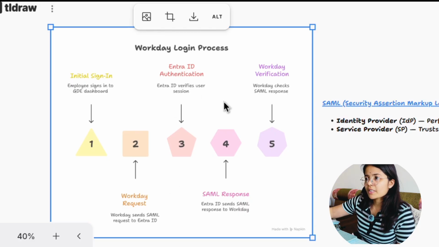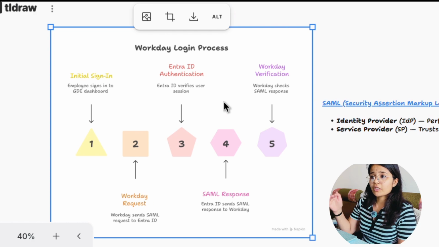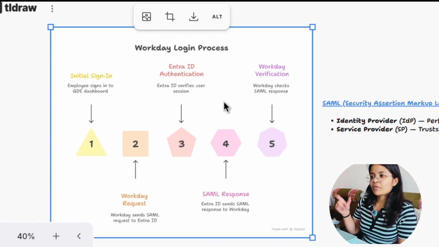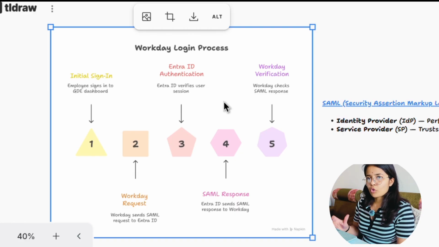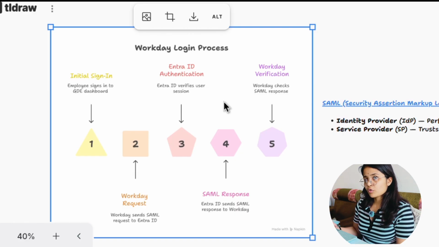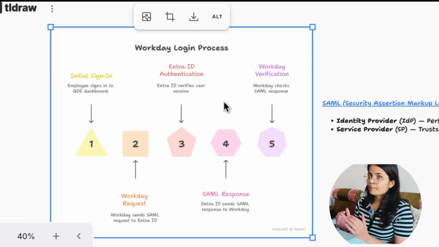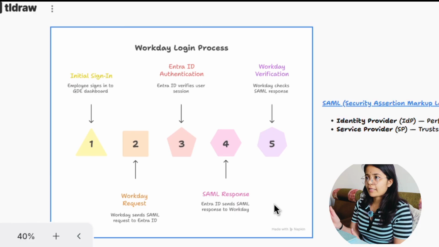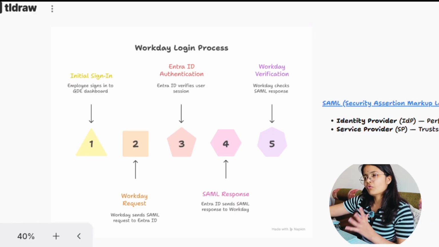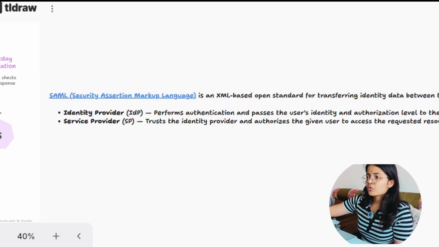The third step is that Entra ID will verify whether the user session is still valid or not, and Entra ID will send one SAML response to Workday. Now Workday will verify and check the SAML response, and if everything is good, the user will log in directly to Workday without providing any credential. Okay, so this was the overview of how it works. So now let's look at what is SAML technically.